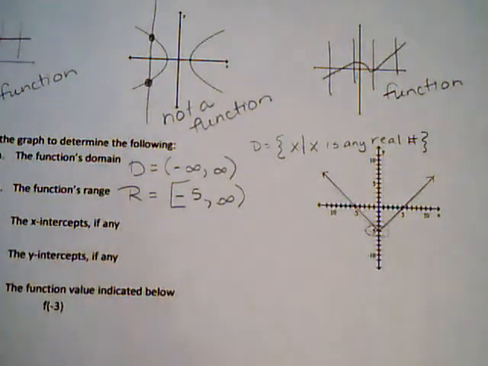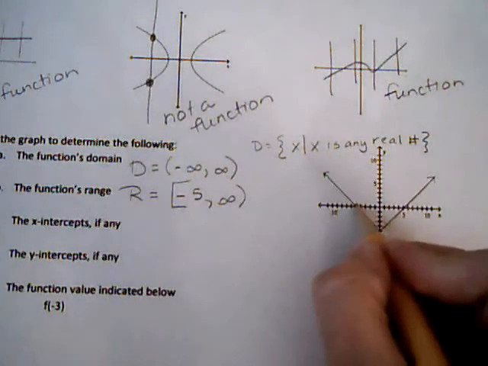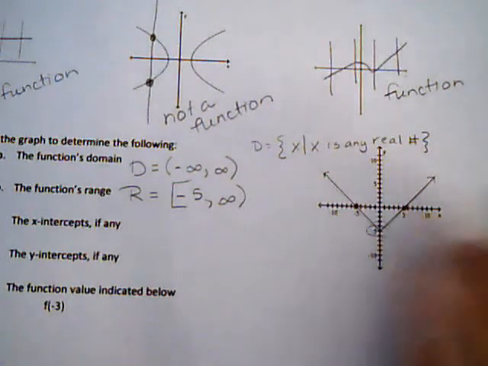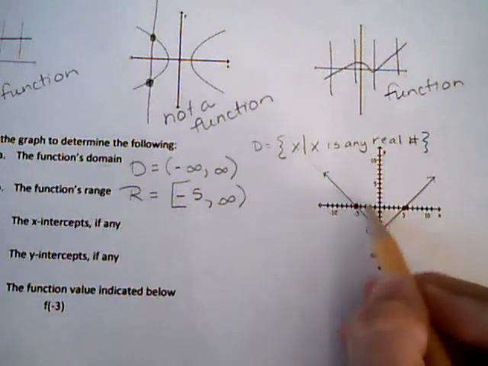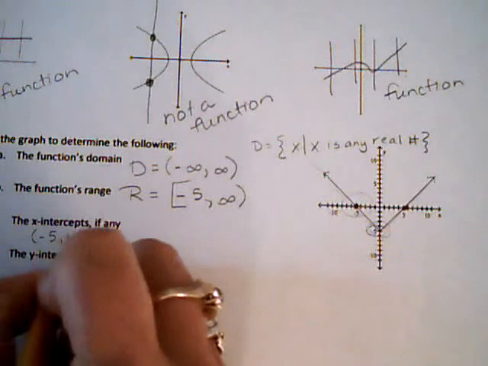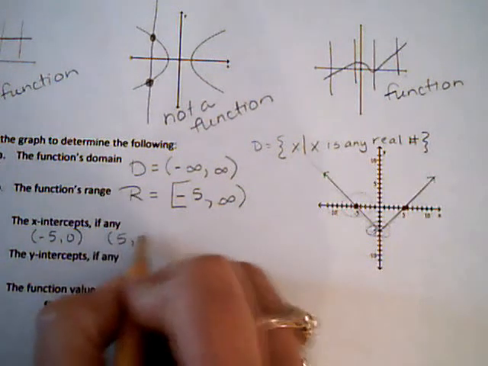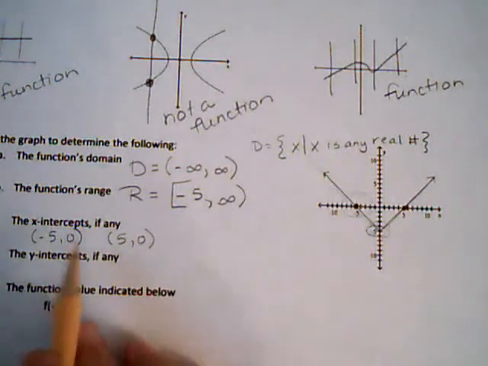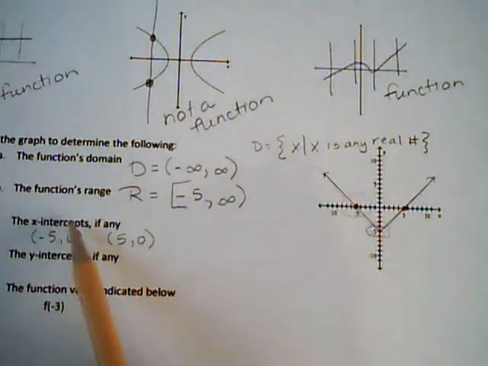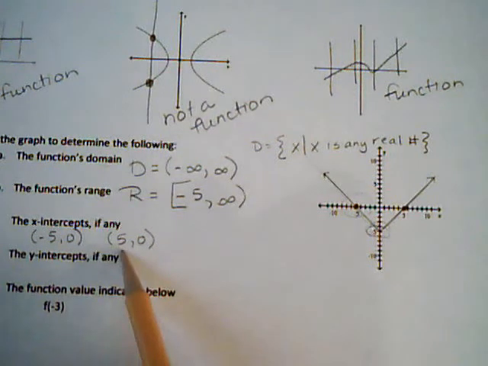Okay, the x-intercepts. That's going to be where the graph crosses the x-axis. So here we have 2 points. They are actually ordered pairs, so if I wanted to name this point, it would be -5, 0. The second point would be 5, 0. Now on the homework, I think it says just type the integer. If that's the case, you would just type -5 and +5.